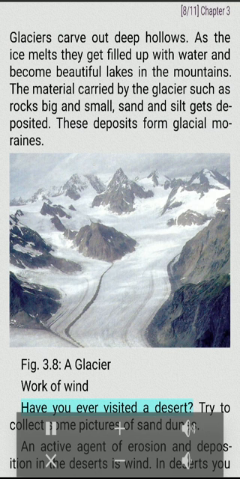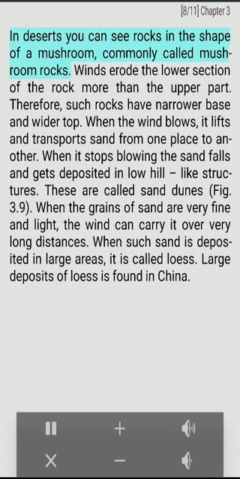Work of wind. Have you ever visited a desert? Try to collect some pictures of sand dunes. An active agent of erosion and deposition in the deserts is wind. In deserts you can see rocks in the shape of a mushroom, commonly called mushroom rocks. Winds erode the lower section of the rock more than the upper part. Therefore, such rocks have a narrower base and wider top.